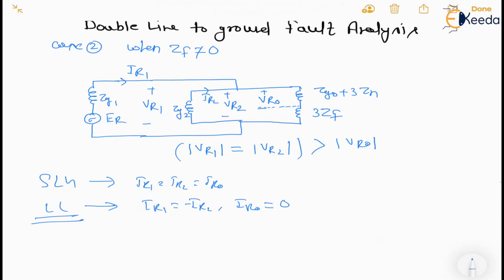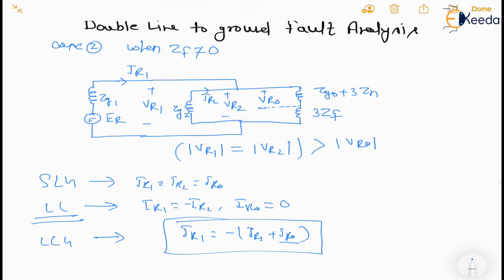Now we are going to see double line to ground fault analysis. If all the three sequence voltages are equal, then which type of fault is it? Double line to ground fault. If IR1, IR2 and IR0, all the three are different, or you can say IR1 is equal to minus of IR2 plus IR0, then it is double line to ground fault. So this is all about the double line to ground fault analysis.